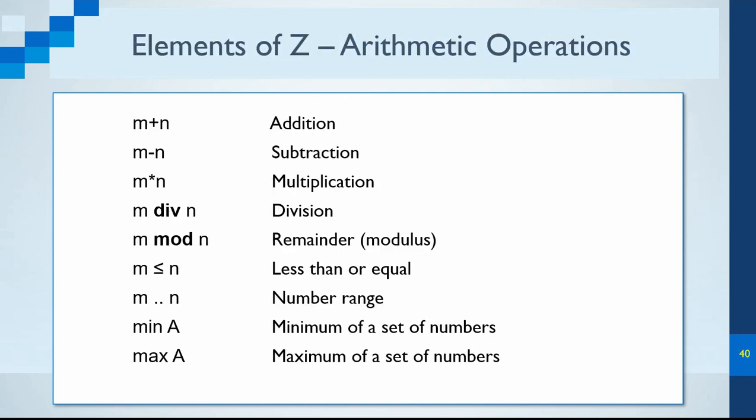So here are the arithmetic operations, and these operations are similar to what you have learned in another language: addition, subtraction, multiplication are the same as we have learned before. Only a few things are different, the last two, which are related to sets: max A and min A. If you have a set, for example A, and you want the maximum number in this set, you can just use max A or minimum A.